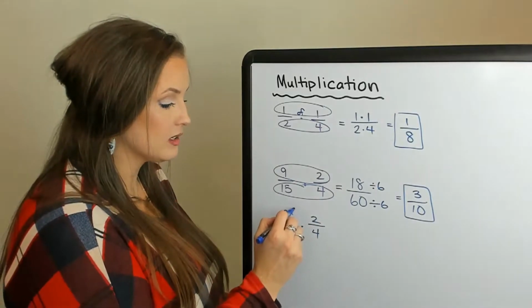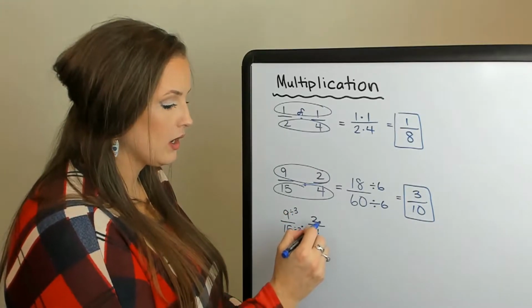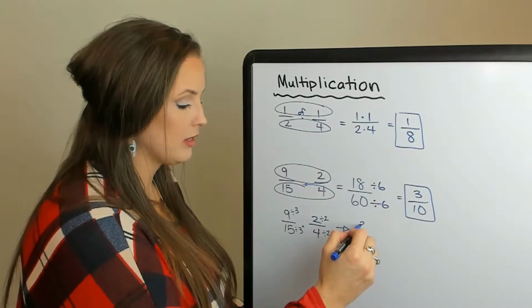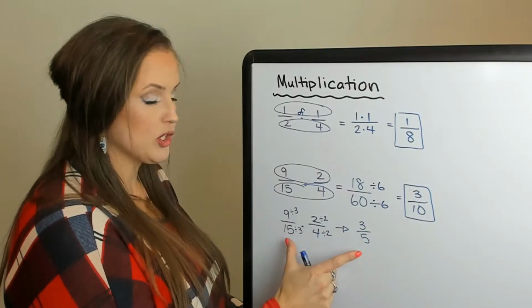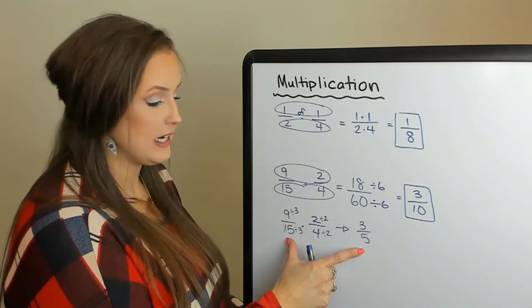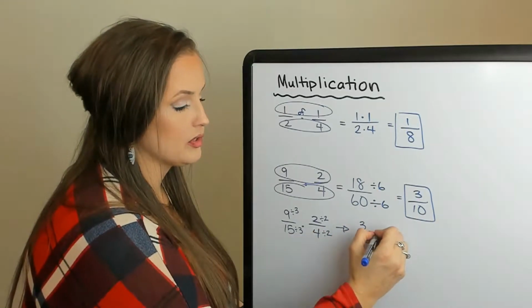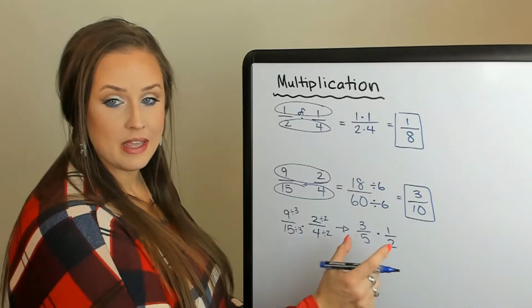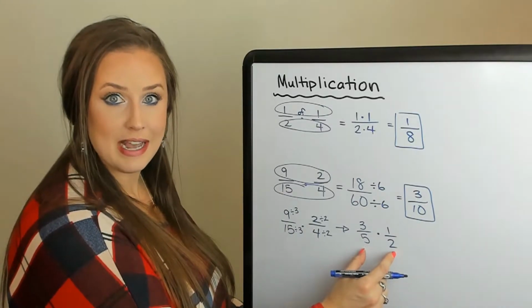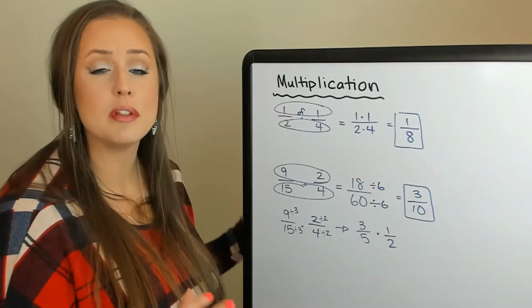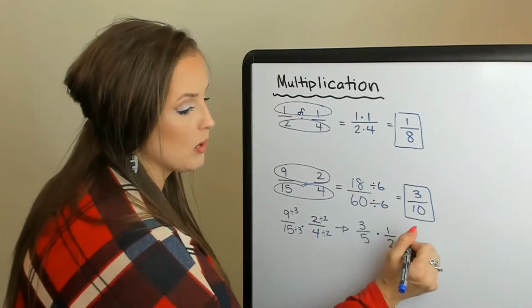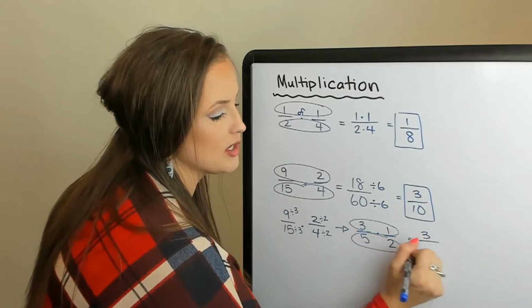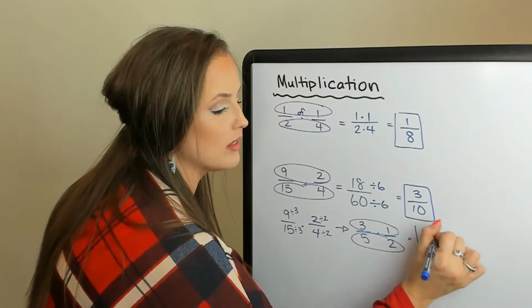So if we divide this by 3 and 3 and 2 and 2, we're going to be left with 3/5, which is an equivalent fraction to 9/15, and then this is going to reduce to 1/2. So since these are equivalent to these, this problem is going to give us the exact same solution because it's the same problem with a lot smaller numbers. So when we multiply these straight across, we have 3 times 1 is 3, 5 times 2 is 10, and as you can see, we got the same solution.